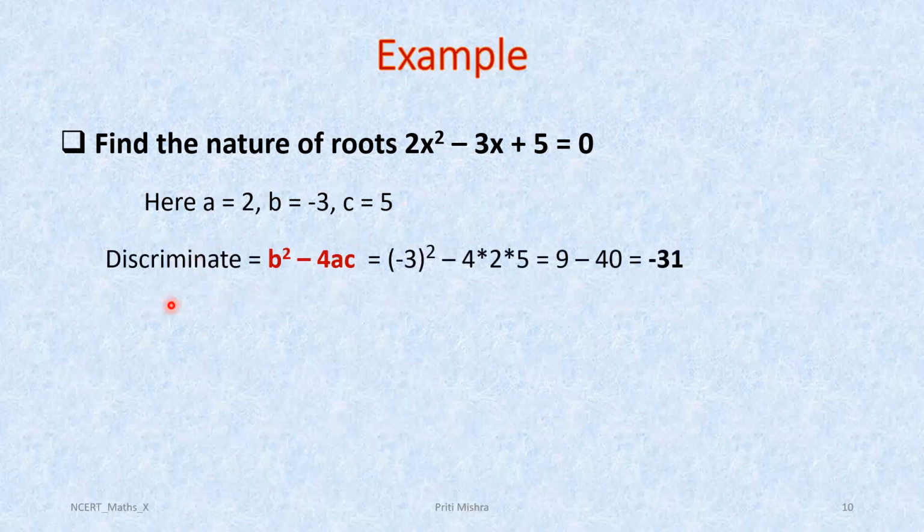Now at first we will find out the value of the discriminant after putting the values of b, a, and c. Minus 3 whole square minus 4 into 2 into 5 means 9 minus 40, which gives us the value of the discriminant as minus 31, which is negative. Yes, b square minus 4ac is less than 0, which says that in this situation we can't have any real root for this given equation. Real roots don't exist for the given quadratic equation.